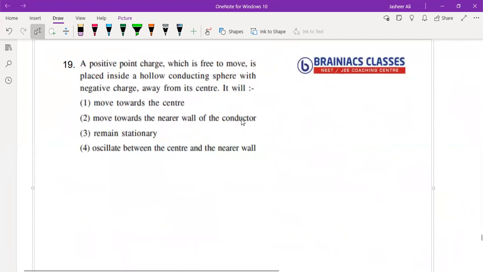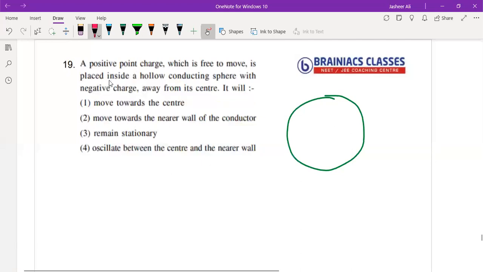A positive point charge which is free to move is placed inside a hollow conducting sphere with a negative charge, away from the center. So what is given? A positive point charge which is free to move is placed inside a hollow conducting sphere. So here we place the charge, plus q, at the center.